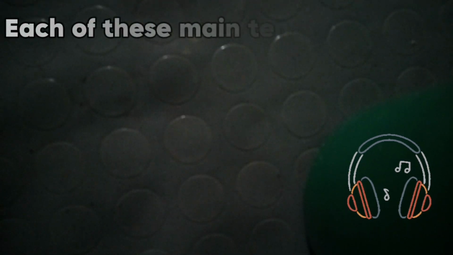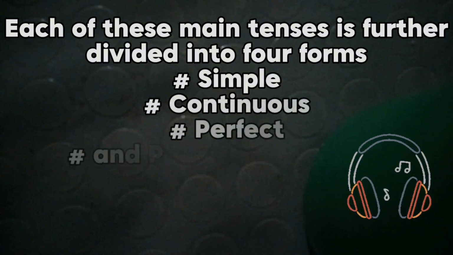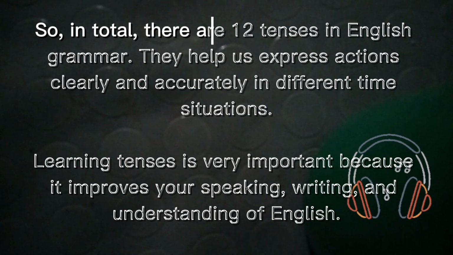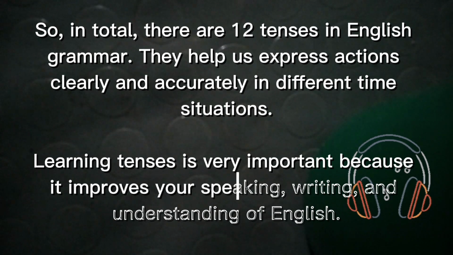Each of these main tenses is further divided into 4 forms: simple, continuous, perfect, and perfect continuous. So, in total, there are 12 tenses in English grammar. They help us express actions clearly and accurately in different time situations. Learning tenses is very important because it improves your speaking, writing, and understanding of English.